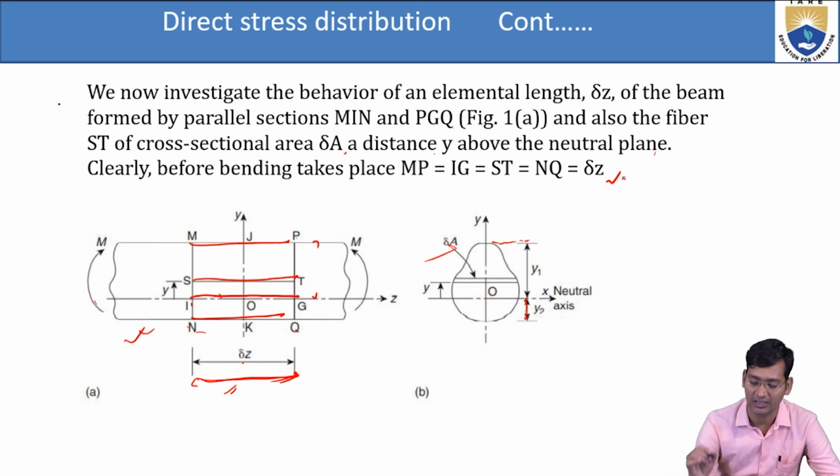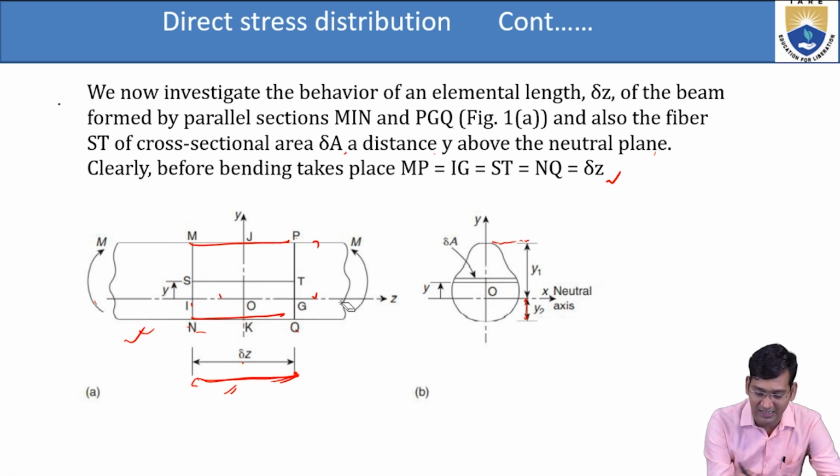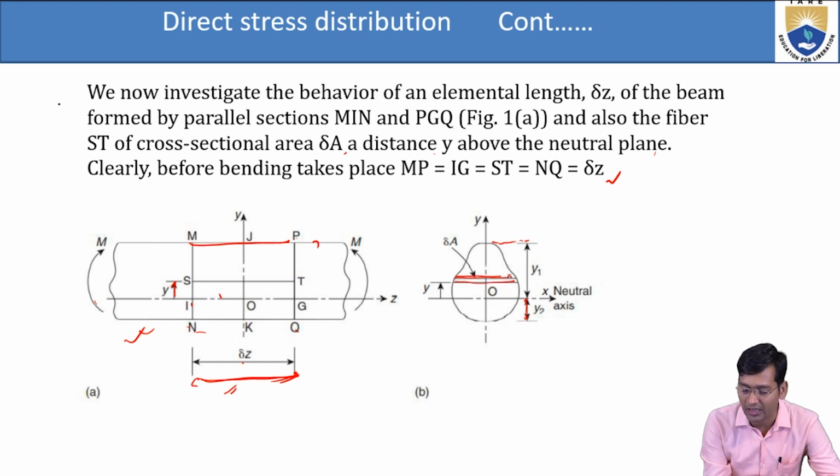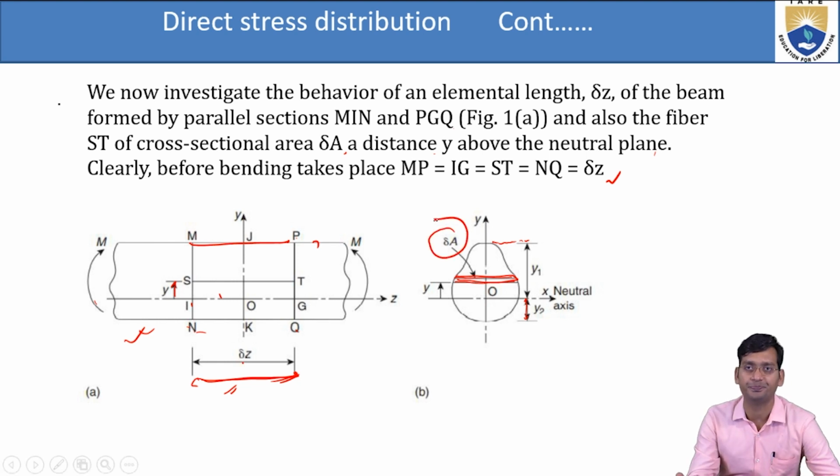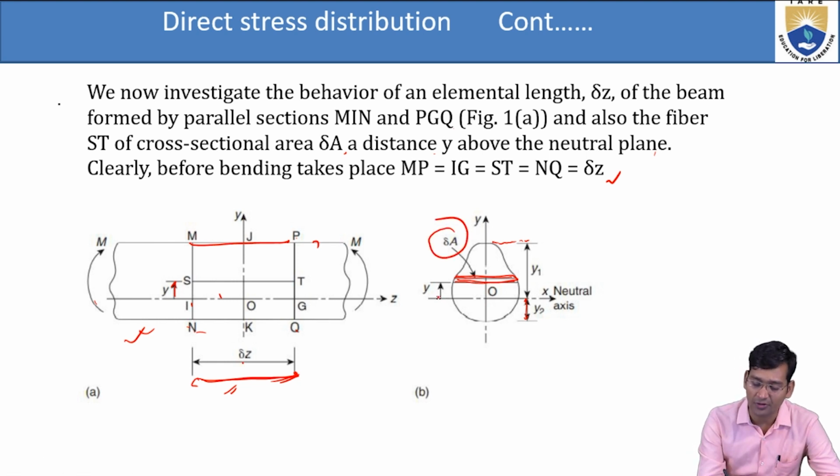That is delta Z. So just see here in this figure, this is the cross-sectional part, and what we have taken is that ST fiber from here at a distance y. So this is our ST fiber. Okay, an elemental ST fiber, whose cross-sectional area is delta A at a distance y from the neutral axis.